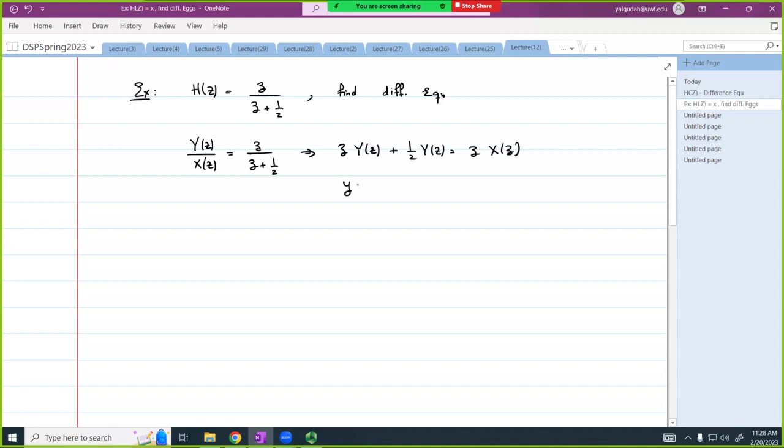and y(n+1) plus 1/2 y(n) equal x(n+1). I can shift by 1: y(n) equals minus 1/2 y(n-1) plus x(n). Agree? And we said, what kind of filter is that? High pass. High pass filter.